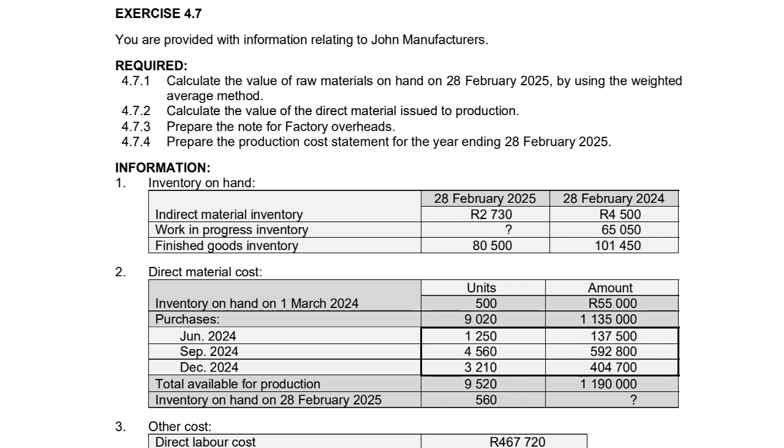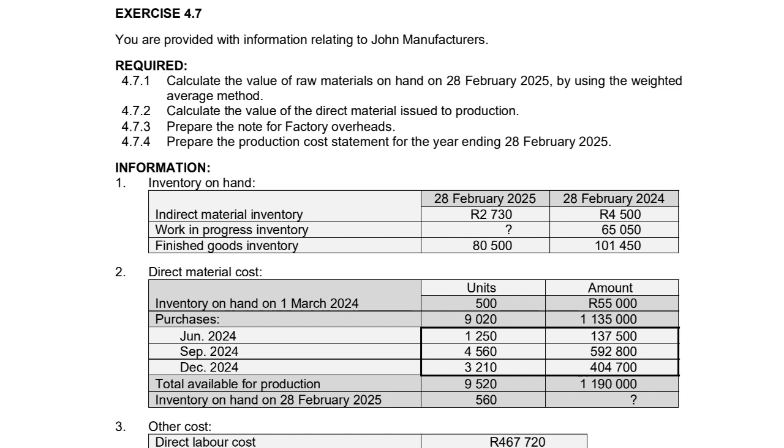Exercise 4.7. You are provided with information relating to John manufacturers. Required. 4.7.1. Calculate the value of raw materials on hand on 28 February 2025 using the weighted average method. 4.7.2. Calculate the value of the direct material issued to production. 4.7.3. Prepare the notes to factory overheads. And 4.7.4. Prepare the production cost statement for the year ending 28 February 2025.